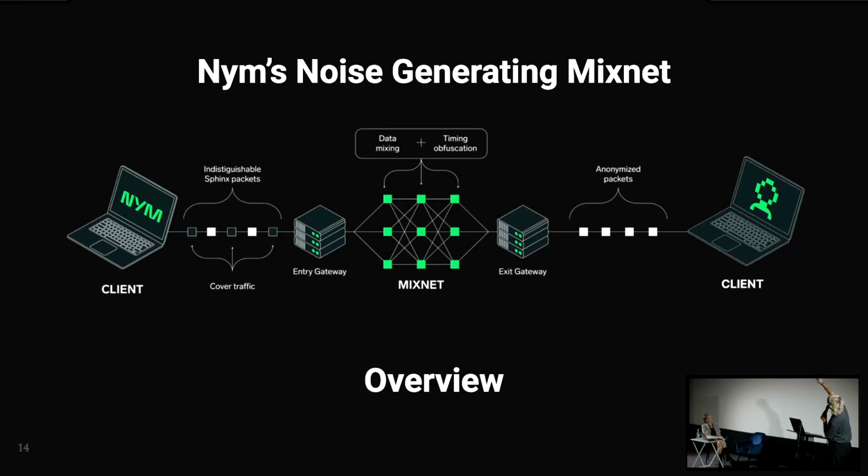Cover traffic with real packets mixed into it, all encrypted in the same format, which is the Sphinx format, and they're all the same size, so they're all padded. Packets leave your computer at a constant rate, which is defined by a Poisson process. Then your traffic will go through 5 hops into an entry gateway. It will then go through 3 mix nodes.